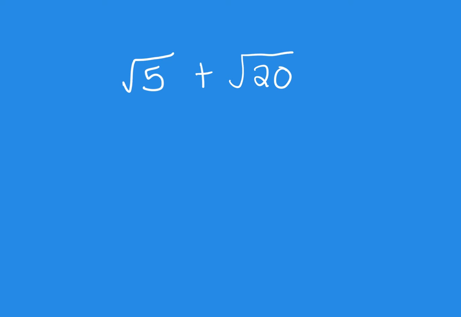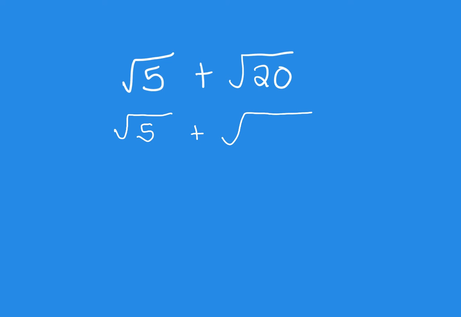All right, well now let's look at this example. I've got the square root of 5 plus the square root of 20. They are not like radicals, so I can't add them. But the square root of 20 is not simplified. So let's think about this. Square root of 5, that is simplified. I can't do anything else with that.